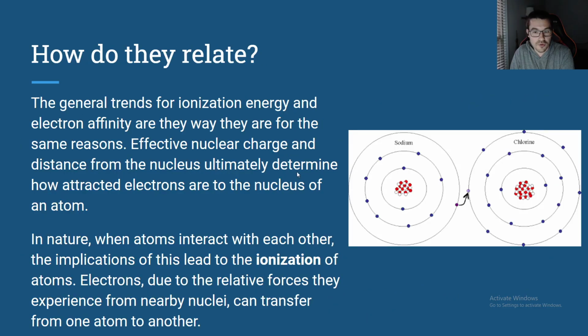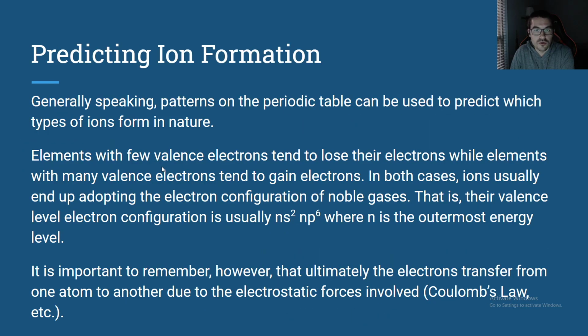Think back to this example here, right? Sodium only had one valence electron, chlorine had 7. Now, this is a generally true concept, okay? It is important to remember that ultimately the electrons behave the way they do. They transfer from one atom to another due to the electrostatic forces involved: Coulomb's law, effective nuclear charge, distance from the nucleus, etc. What I'm talking about here is just a general trend or pattern on the periodic table.